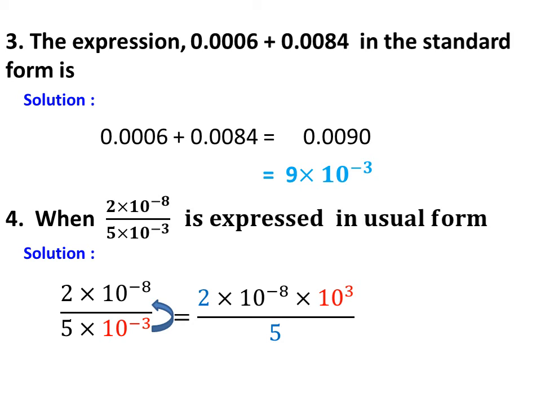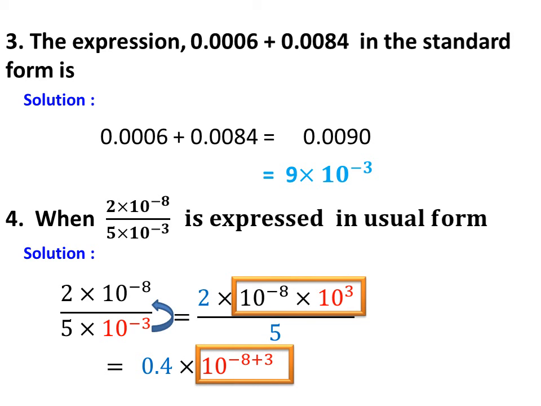We know that when the bases are same and the powers are different, we can add it. So what do I do with this 10 power minus 8 and 10 power 3? I add the powers. I get 10 to the power minus 8 plus 3. How do I get 0.4? When I divide 2 by 5, I get 0.4. So our next step will be to simplify this 10 power minus 8 plus 3. It will be 4 into 10 to the power minus 1 into 10 to the power minus 5.